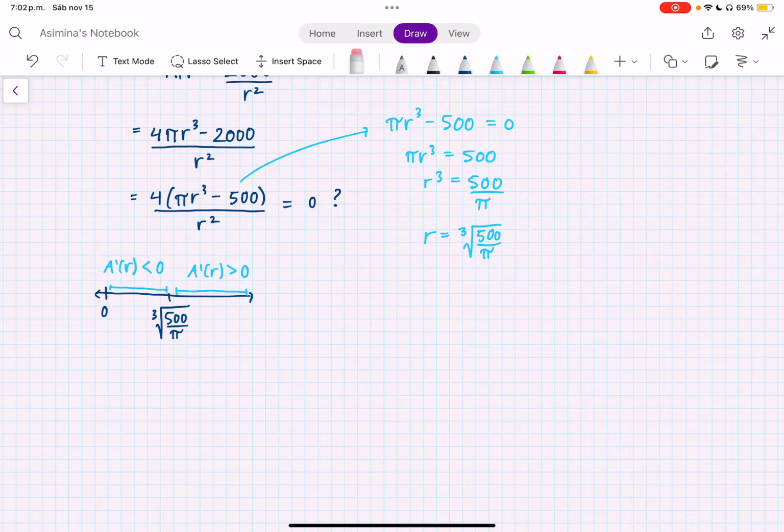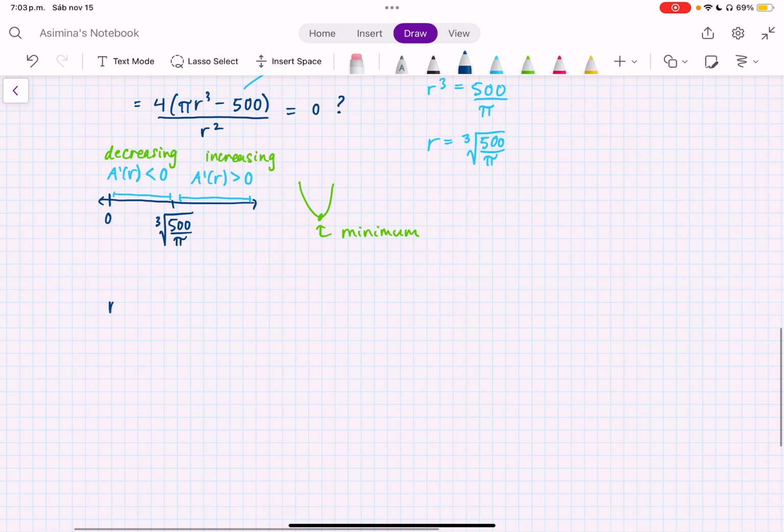So what does that mean? That means that for values less than the cube root of 500 over pi, we have that A is decreasing. For values greater than that, it's increasing. So if we have decreasing and then increasing, that means that this point is a minimum. So what does this tell us? This tells us that this point is an absolute minimum, and so that means that r equals the cube root of 500 over pi is the dimension that gives us a minimum surface area, which means that that will minimize the cost of the metal.